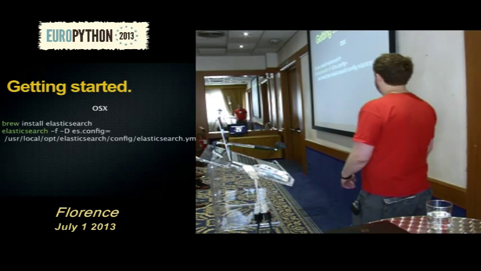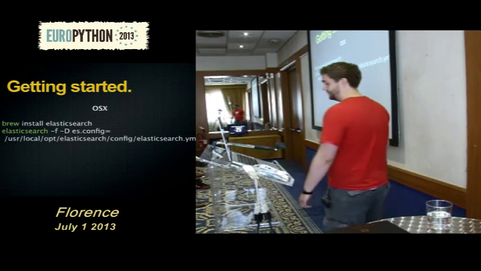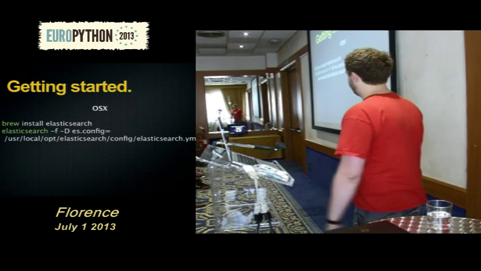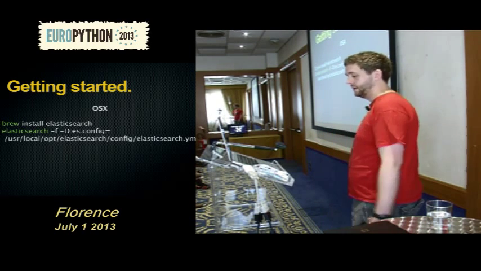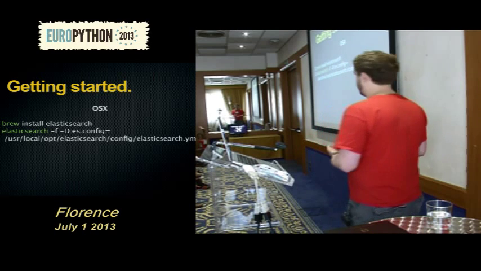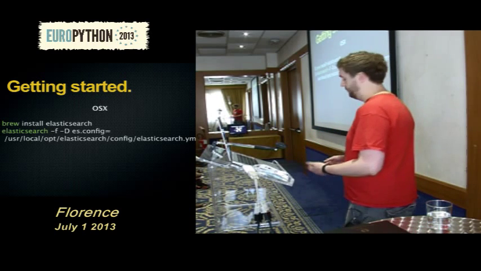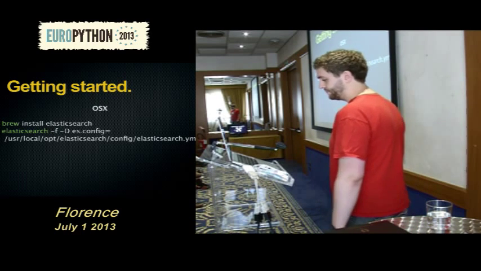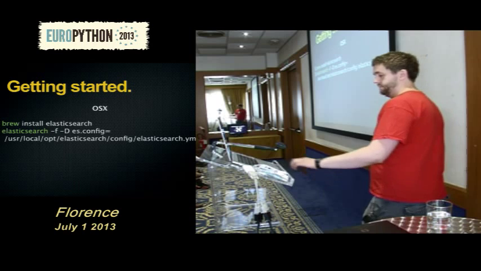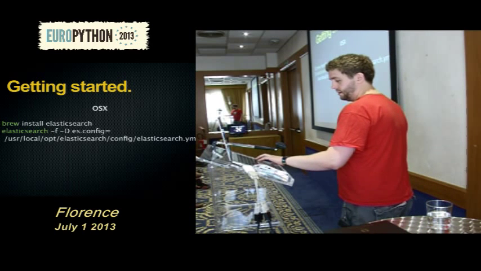Okay. These are OS X instructions because it's the easiest. If you use Homebrew, you can just install with one command, and then it will show you this in the output, and that starts it running. If you're using Linux, the packages are on the Elasticsearch website, or you can install from source. It's all very well documented. After all, it's just Java, so it runs anywhere. I'm not very familiar with a Windows install, though.